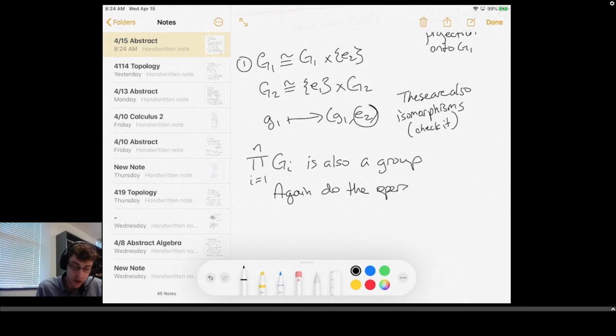Do the operation for GI in coordinate I. And the fact that they're independent makes sure that nothing is going to go wrong. Your inverse is the same thing: you just take the inverse of the element in each coordinate. Your identity is the identity in each coordinate. So all of those things just follow the same way.